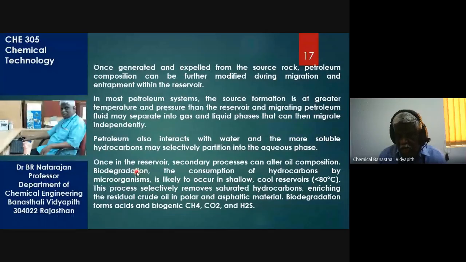Once in the reservoir, secondary processes can alter the oil composition, such as biodegradation, the consumption of hydrocarbons by microorganisms. They are all likely to occur in shallow, cool reservoirs, less than 80 degrees C. This process selectively removes saturated hydrocarbons, enriching the residual crude oil in polar and asphaltic material. Biodegradation forms acids and biogenic methane, carbon dioxide, and H2S.